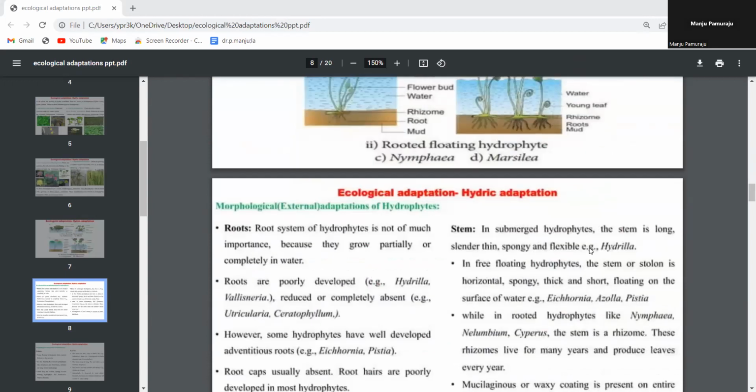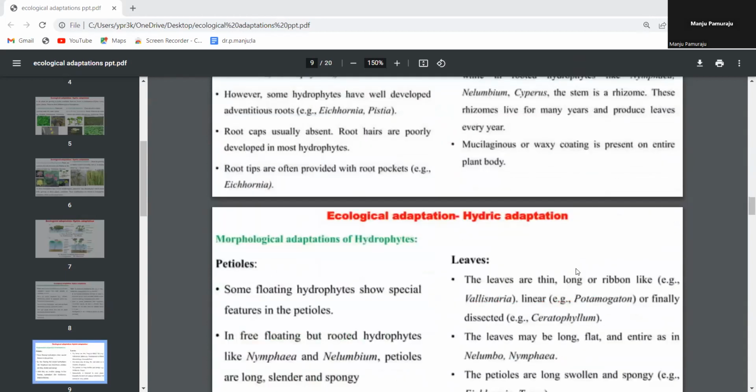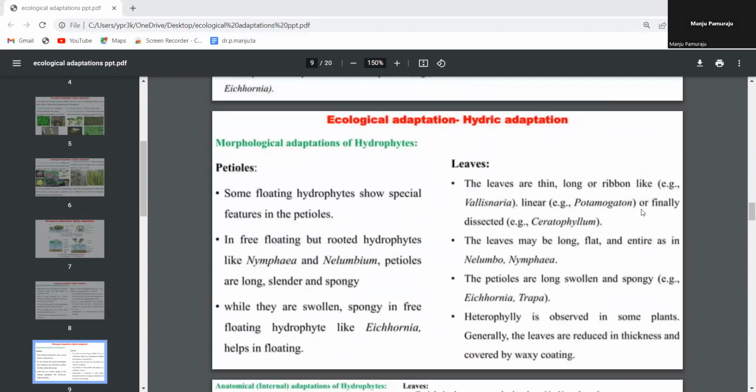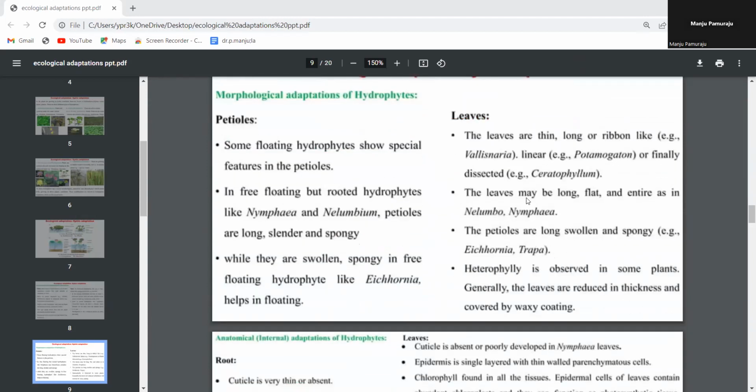Linear in Potamogeton, ribbon shaped in Vallisneria, and dissected in Ceratophyllum. The leaves may be long, flat, or entire as in Nelumbo and Nymphaea, and petioles are long, swollen, and spongy. Example: Eichhornia and Trapa.